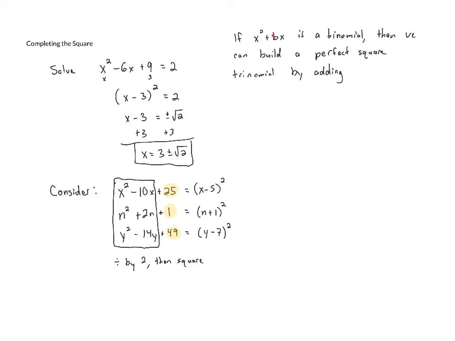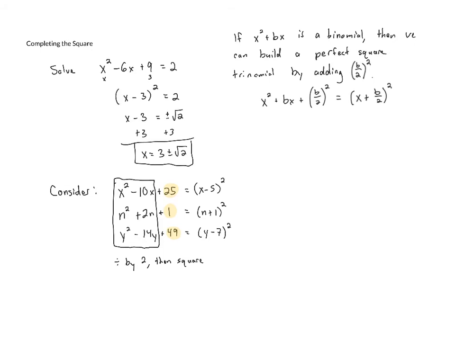We take this coefficient, which is b, we divide it by 2, so that's b over 2, and then we square the result. So specifically, we end up with x squared plus bx plus b over 2 squared. And when we factor this, this ends up factoring into x plus b over 2 quantity squared.